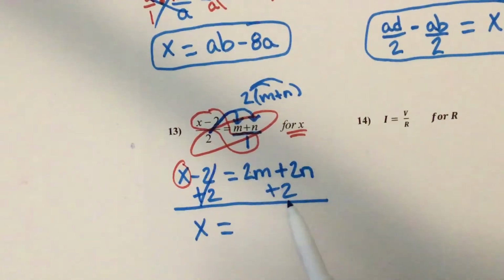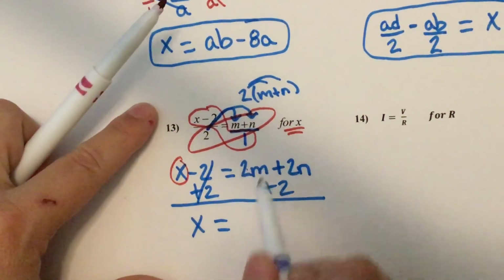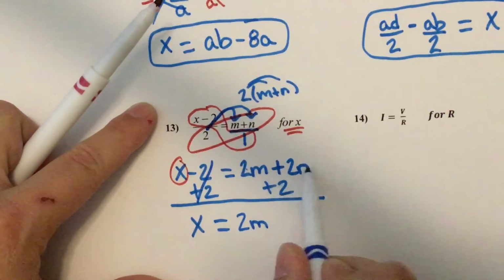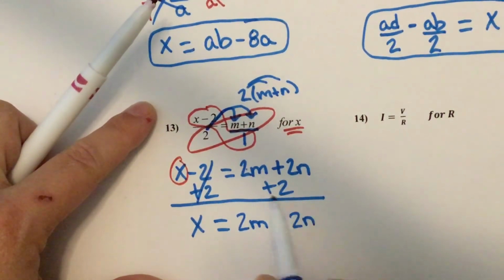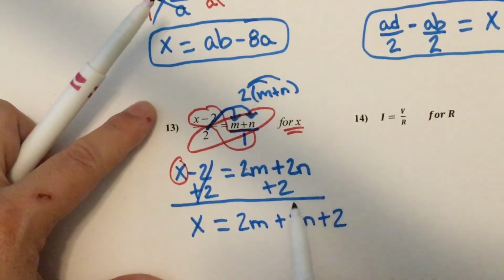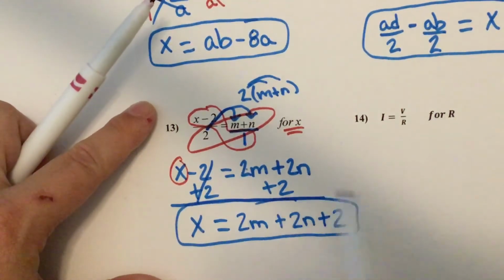Now let's look at this side. You think you can add any of that together? No, none of those are like terms. This has an m, this has an n, this doesn't even have a variable. So I can't do anything. There's no math to do. Just drop it all. Drop the positive 2m, drop the positive 2n, drop the positive 2. And that's it. That's all you can do.